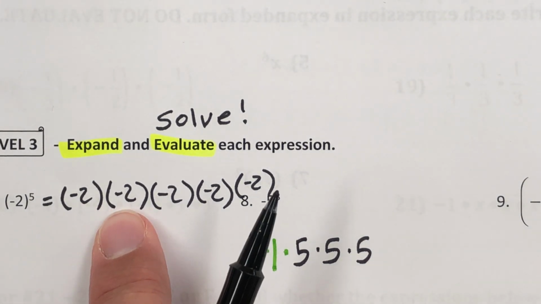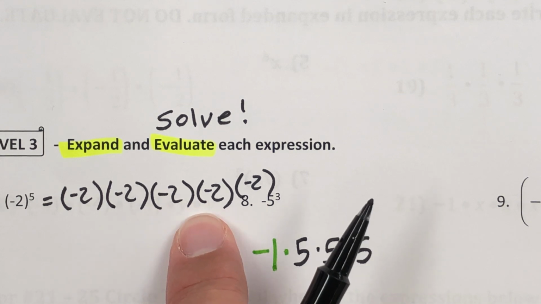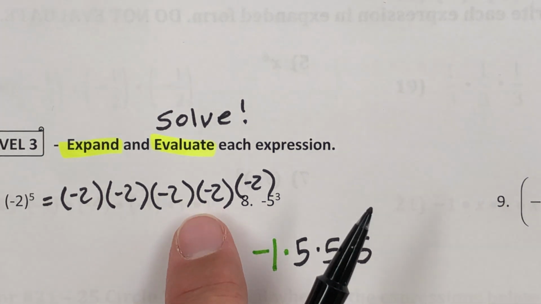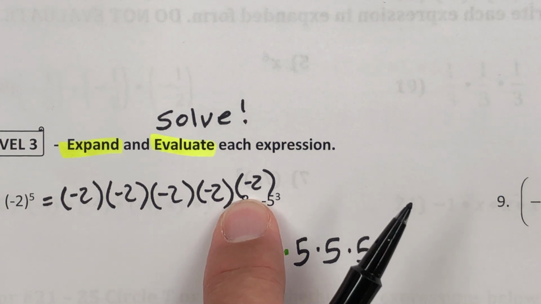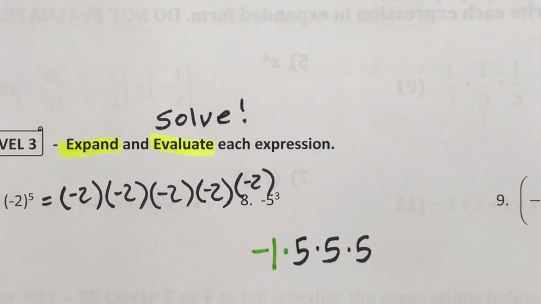-2 times -2 is +4. +4 times -2 is -8. -8 times -2 is +16. +16 times -2 is -32. So my answer is going to be -32.